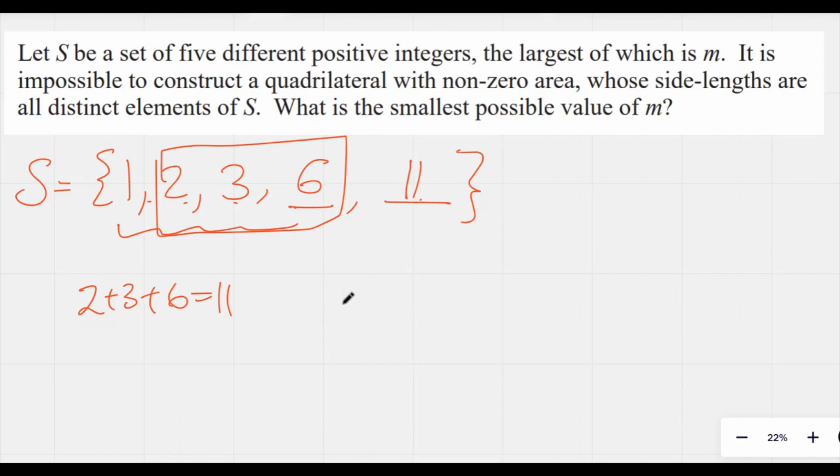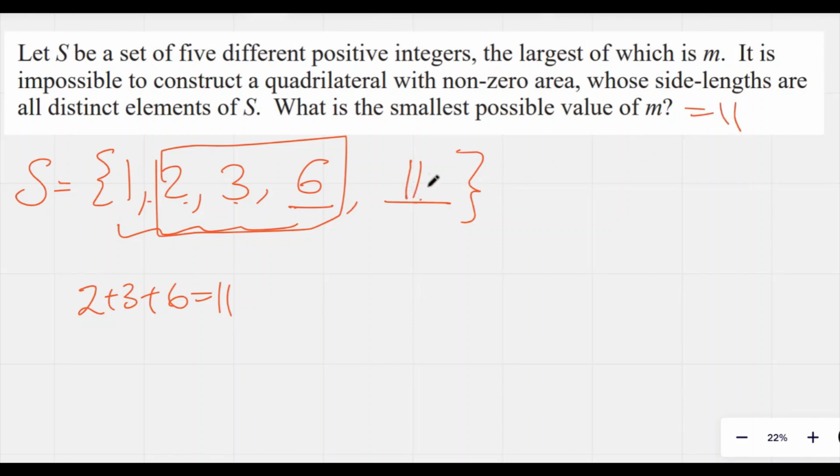And this works, because no matter which 4 numbers I choose from here, the biggest one will always be bigger than or equal to the sum of the 3 smaller side lengths, and therefore, from the quadrilateral inequality, it's impossible to construct such a quadrilateral. And so this would be my set S, and my answer to this question would be n equals 11.